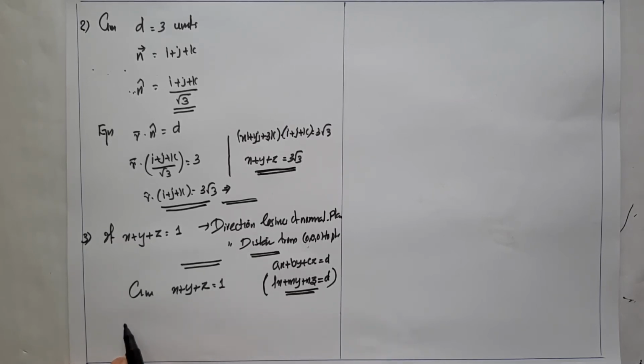First of all, we divide the left and right sides by the square root of the sum of the squares of the coefficients of x, y, z. That is, 1 square plus 1 square plus 1 square, which is equal to √3. So dividing left and right by √3, we get x plus y plus z divided by √3 is equal to 1 by √3.